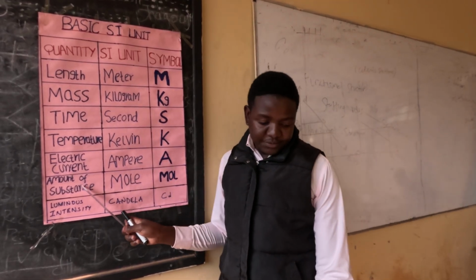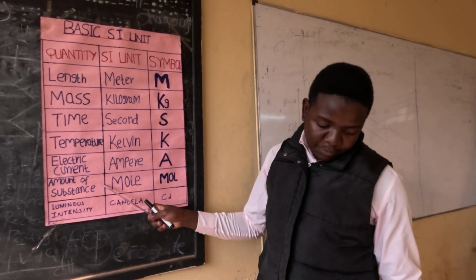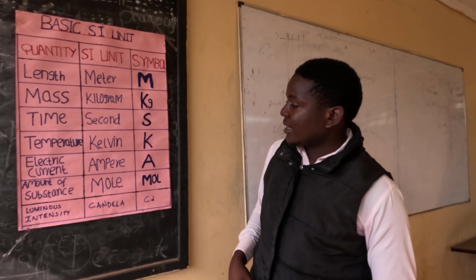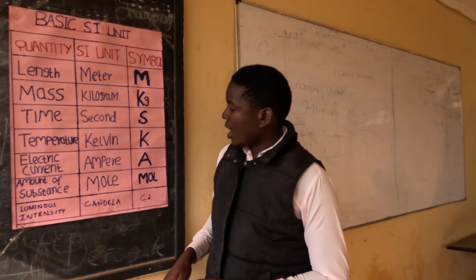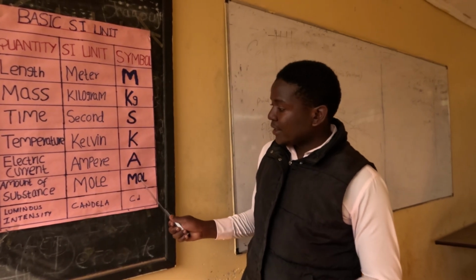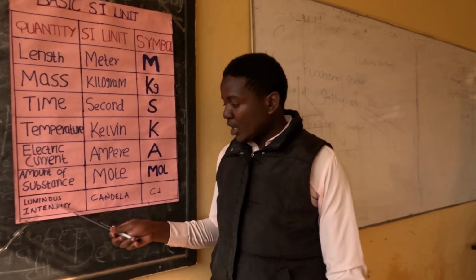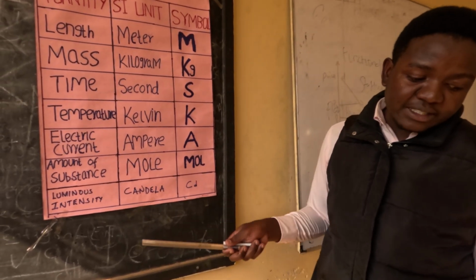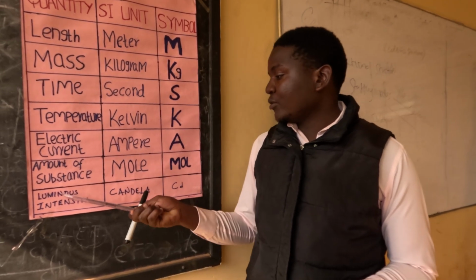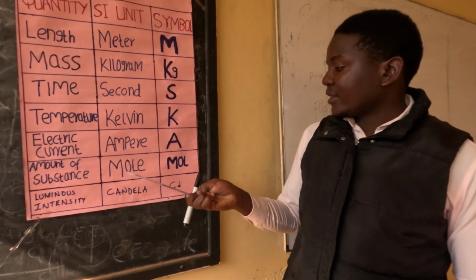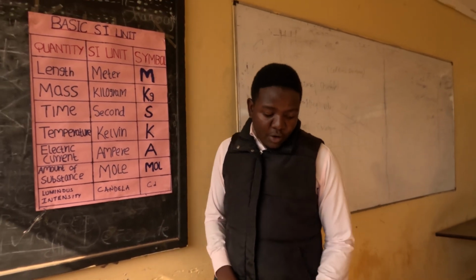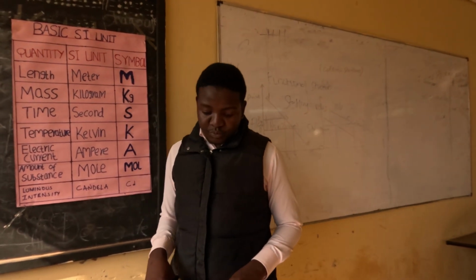We also have amount of substance, which is the quantity of particles in a substance. The SI unit for amount of substance is mole, and the symbol is mol. Then we have luminous intensity, which is the brightness of the light. The SI unit for luminous intensity is candela. The symbol is cd.